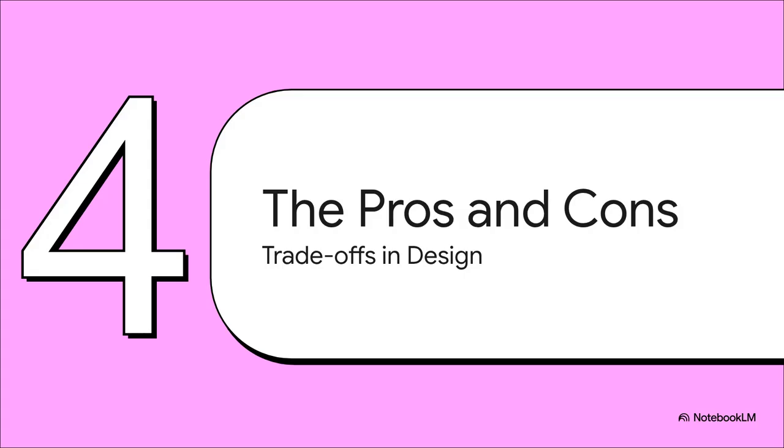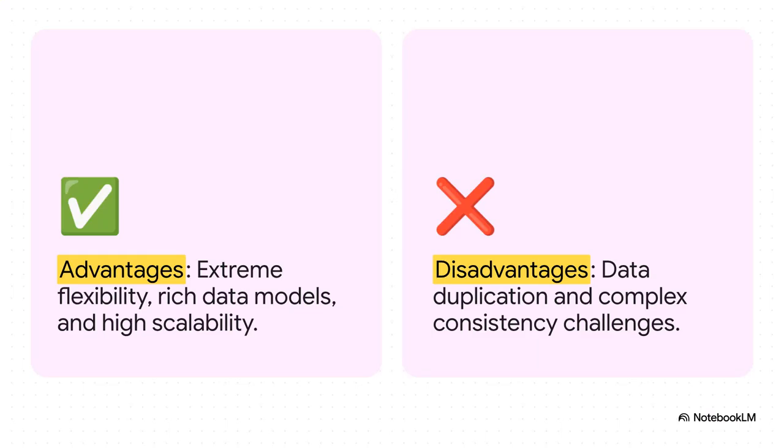Section 4: The pros and cons. Now, we have to be objective here. Every architectural choice in the cloud comes with its own unique set of trade-offs. On the pro side, you are gaining incredible flexibility, rich data models, and massive scalability. Plus, developers love it because the database maps directly to the coding objects they're already working with.